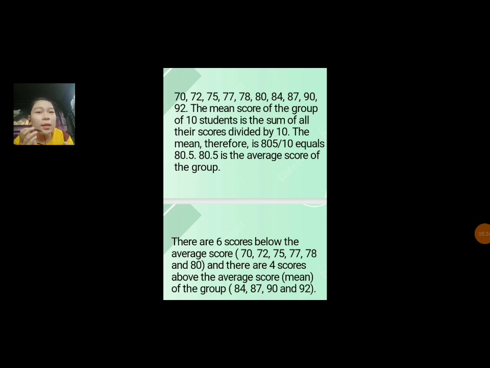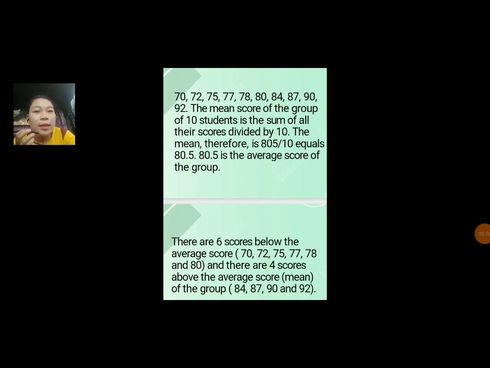Then equals, the result is 805. Then divide it by the number of your data. Since you have 10 scores, therefore 805 divided by 10. So the mean is 805 divided by 10 equals 80.5. So your mean or the average is 80.5, okay?